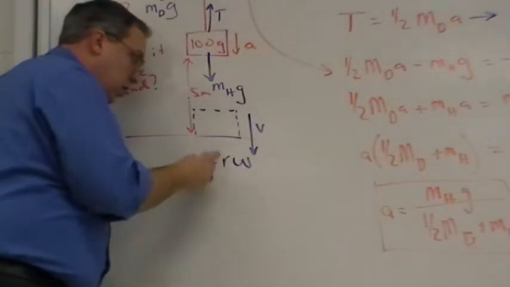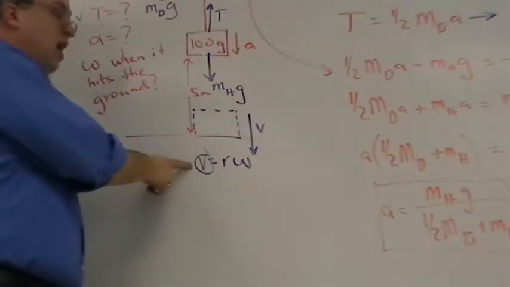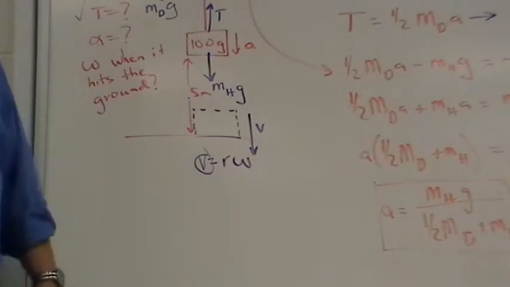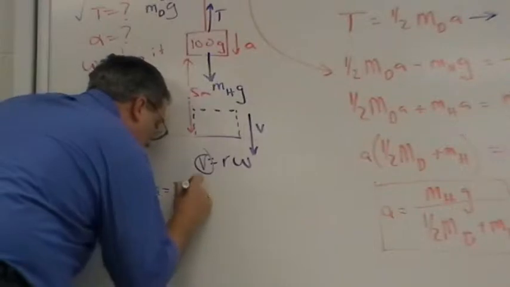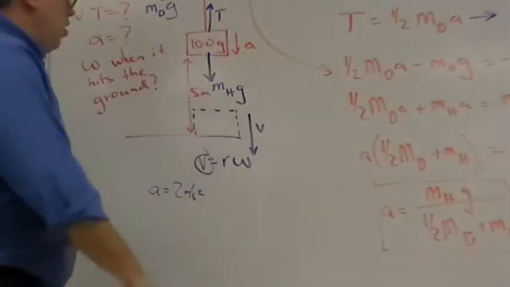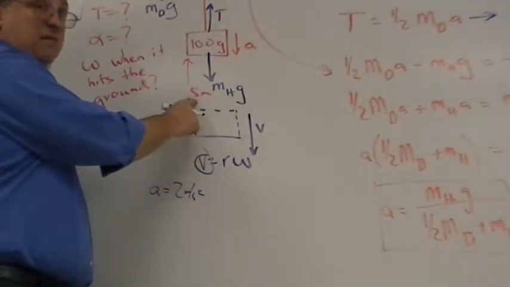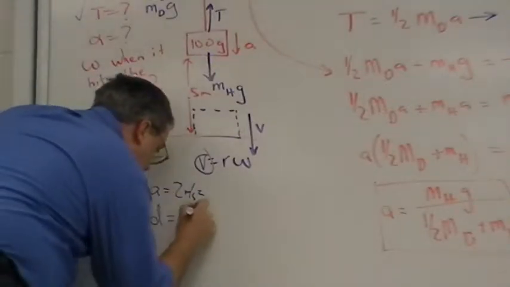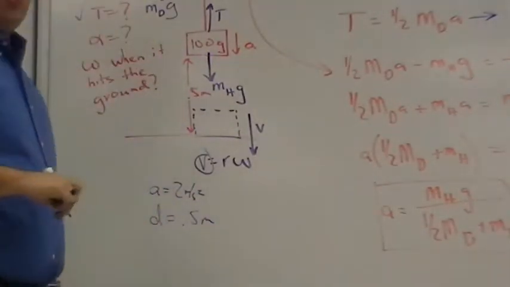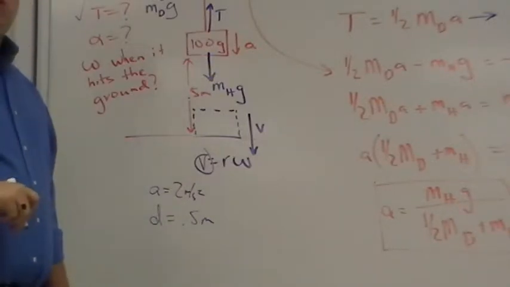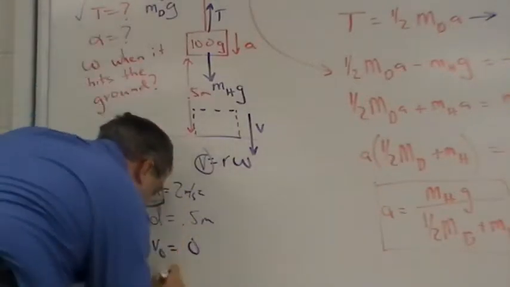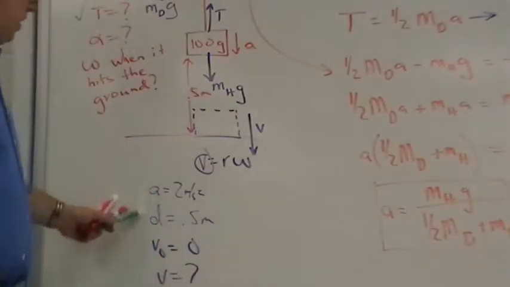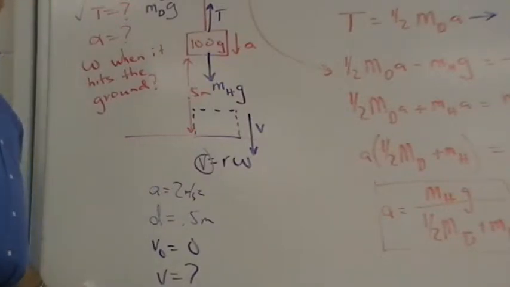Okay? So now the question becomes, could I find the speed it hits the ground with? I think so. We've got an acceleration, 2 meters per second squared. We know it falls a distance of 0.5 meters. And we're going to assume that it starts from rest. Is there a way to get V final given that collection of stuff? Yes. What equation?